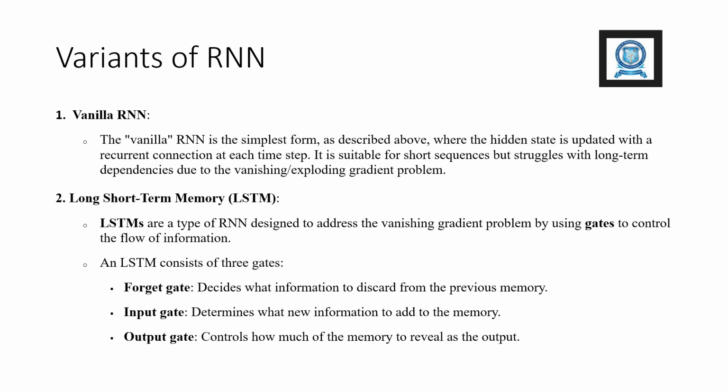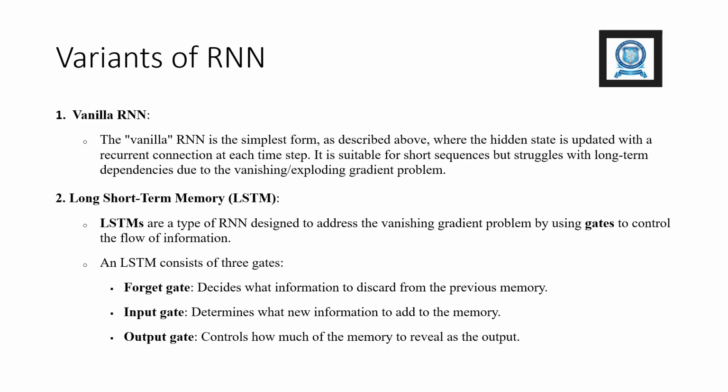Variants of RNN. Number one, vanilla RNN. The vanilla RNN is the simplest form as described above, where the hidden state is updated with a recurrent connection at each time step. It is suitable for short sequences but struggles with long-term dependencies due to the vanishing or exploding gradient problem.